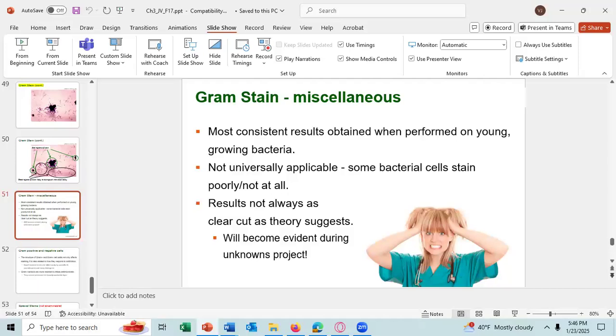And then some bacteria cells stain poorly, if at all, with the Gram stain. It's mostly the mycobacterium that have a lot of mycolic acid in the cell wall. Mycolic acid does not like many of the stains to come in and then stain the cell. And the reason being, I guess I didn't talk about that. Let me talk about that.